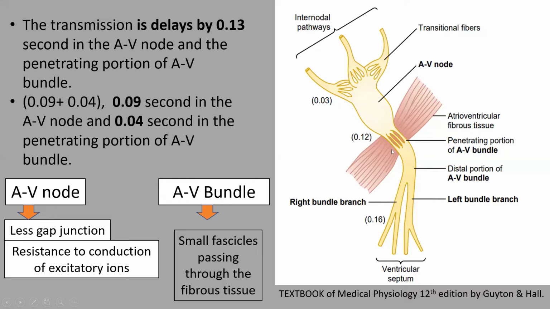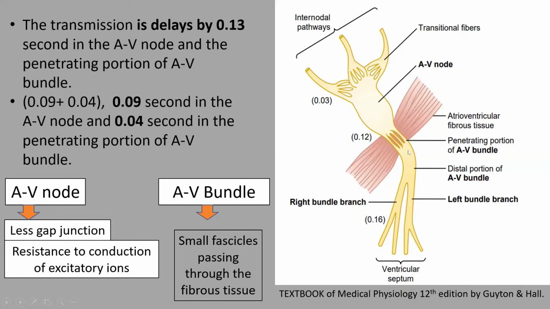So along with this fibrous tissue, the small fascicles also run along with the fibrous tissue. And because of this barrier, the transmission has to cross this area.